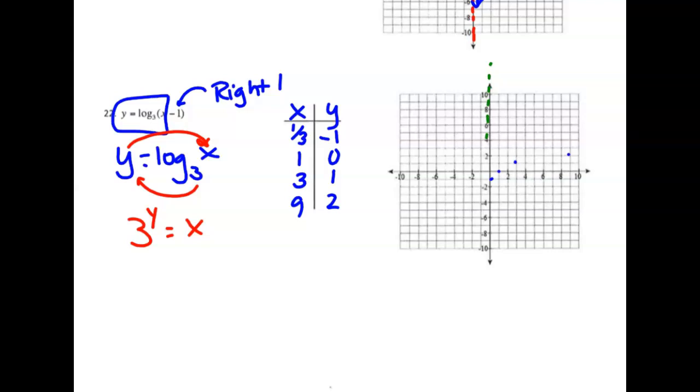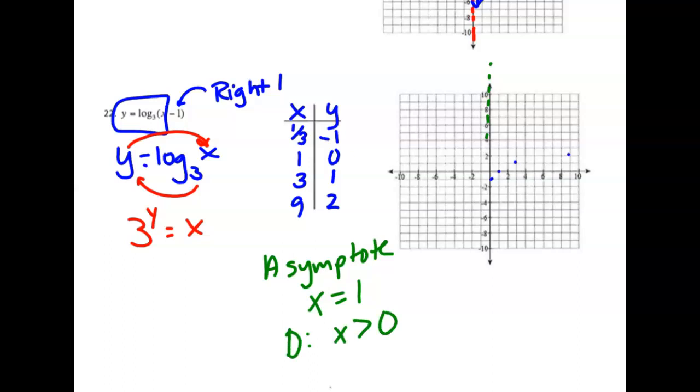However, we are shifting everything right 1. That means the asymptote is going to shift to being x equals 1. My domain then is going to be everything to the right of 1. And my range is still all reals. So let's shift everything right 1.